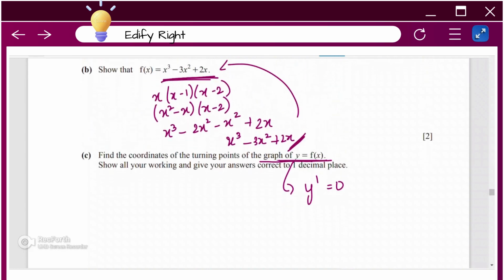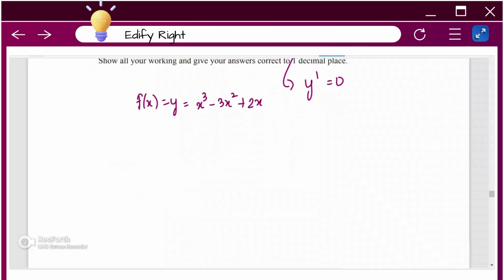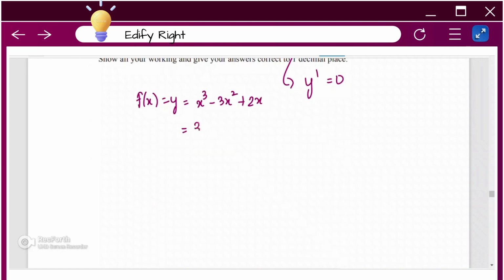So let's do that. Here you have f of x, or y is equal to x cube minus 3x square plus 2x. So let's start with finding the first derivative first. That would be 3x square minus 3 2s are 6, 6x plus 2. Now I'm going to equate this to 0 to get two values of x.